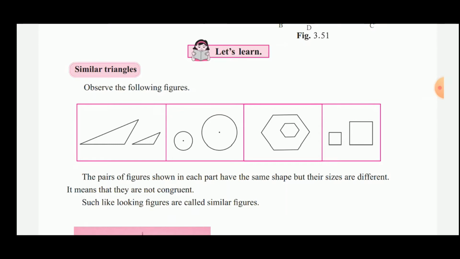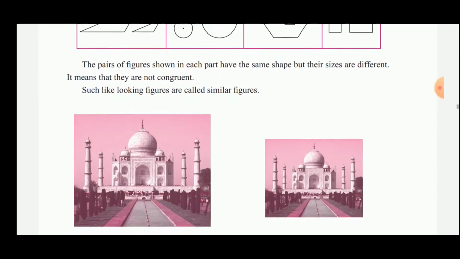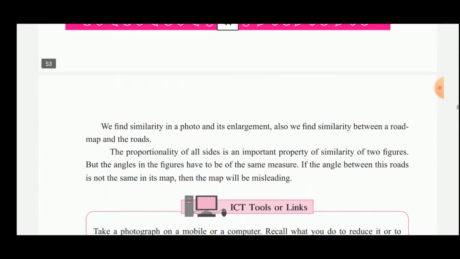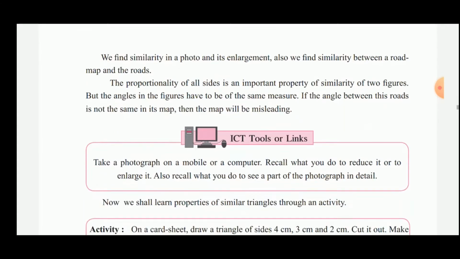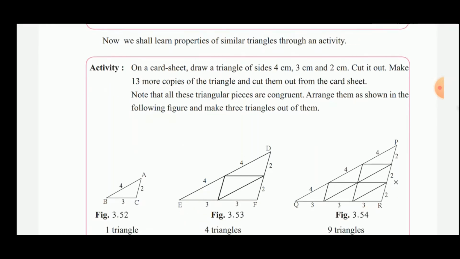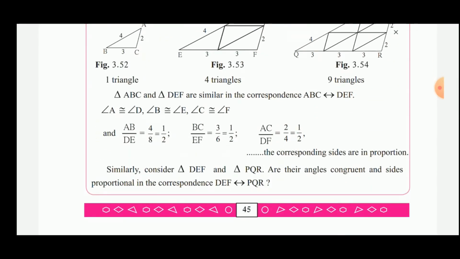So in the first set of figures, this is the similar triangle, second one is similar circles, third one is similar hexagon, and fourth one is similar squares. Now here the figures of the Taj Mahal are there. Both are Taj Mahals, but only their sizes are different. Shapes are the same. So this is also an example of similar figures. Now we find the similarity in the photo and its enlargement. So the figure and the enlarged photo are also similar figures.